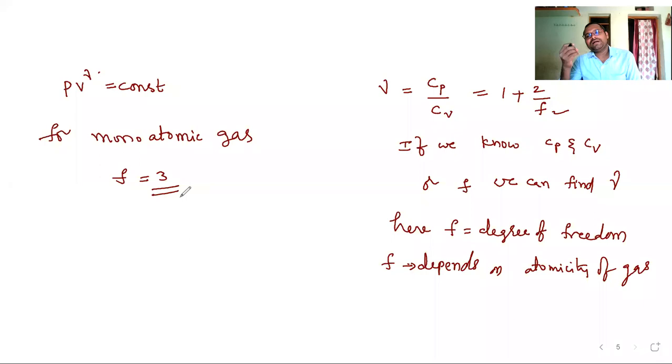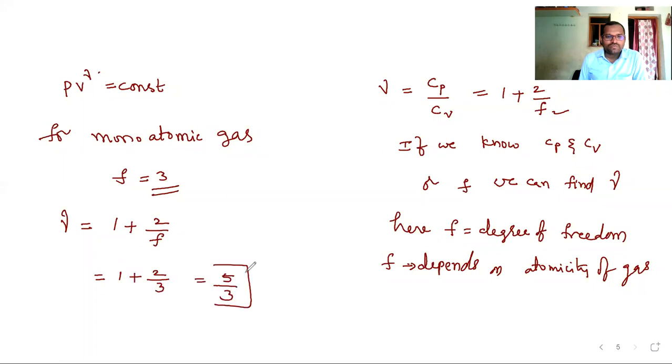Like that we'll take. Then what will be the gamma value? Gamma is equal to 1 plus 2 divided by F. That means 1 plus 2 by 3, nothing but 5 by 3. So 5 by 3 is gamma value for monoatomic gas. Did you understand? Like that we will calculate.